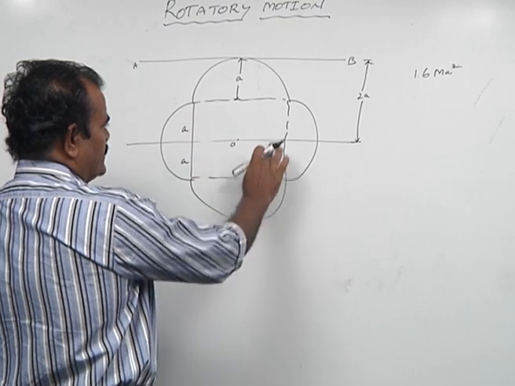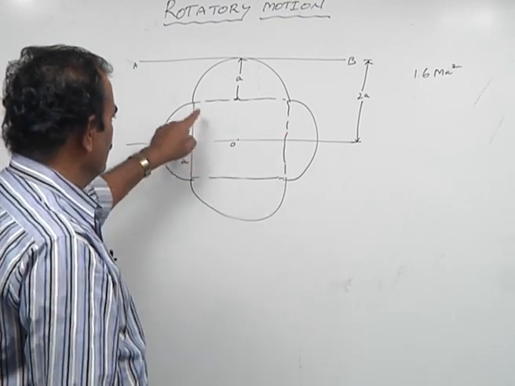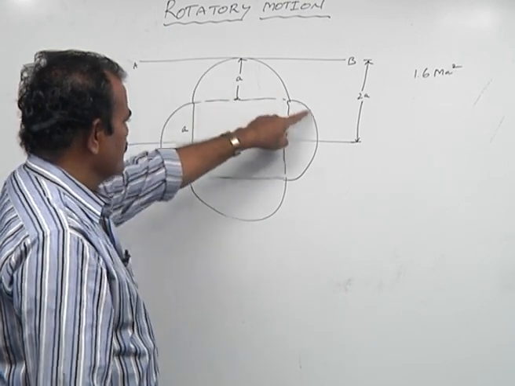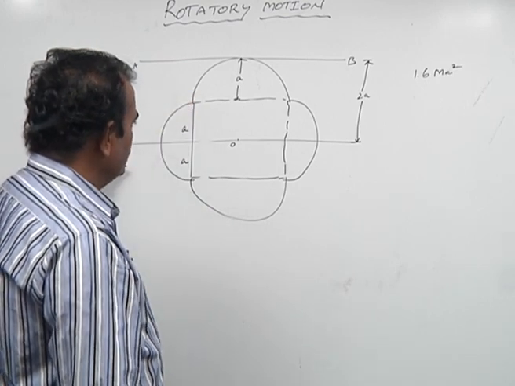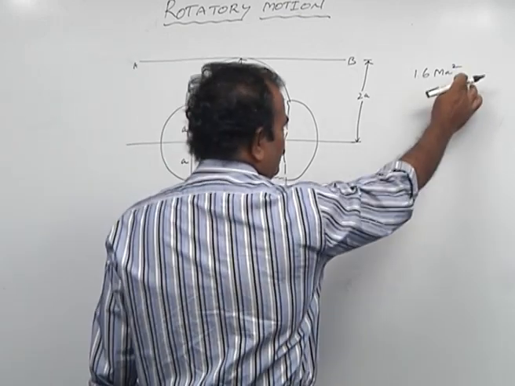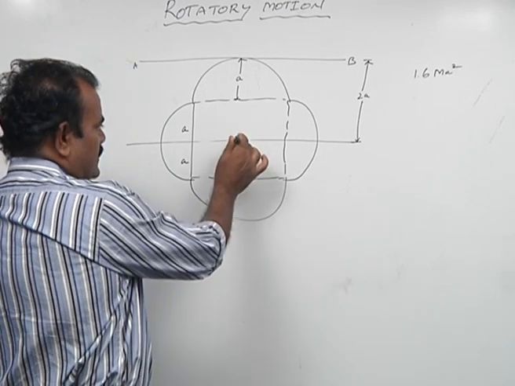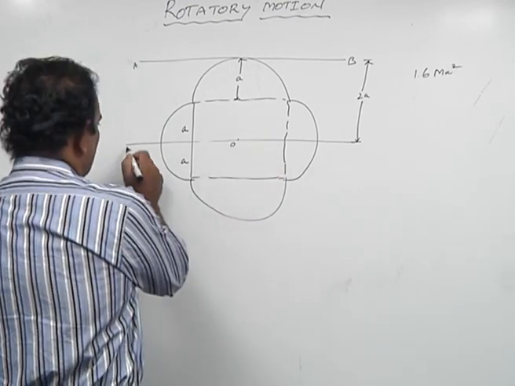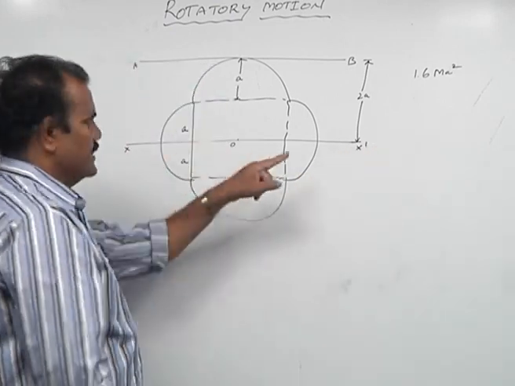Now this is the lamina, a square lamina, and on that square lamina there are semicircular sections. For all that, about this natural axis, the moment of inertia is 1.6 Ma square. In that case, first of all you have to find out the moment of inertia about that XX dash.